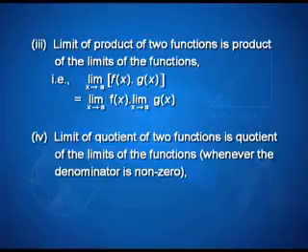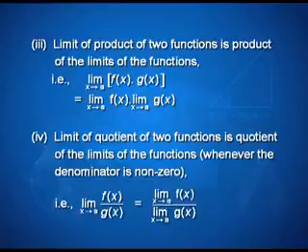Fourth, the limit of the quotient of two functions is the quotient of the limits of the functions whenever the denominator is non-zero, that is, limit of f of x upon g of x as x tends to a is equal to limit of f of x as x tends to a upon limit of g of x as x tends to a.